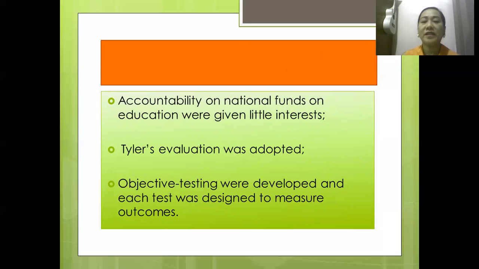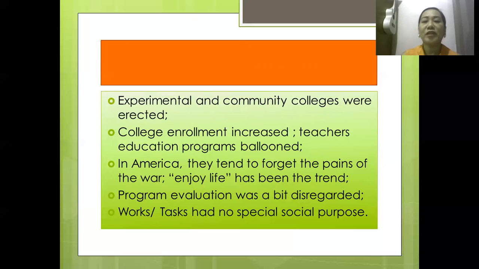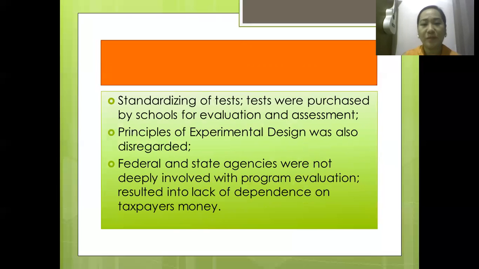There was also accountability. National funds on education were given little interest, and Tyler's evaluation was adopted and still continued. Objective type tests were developed, and each test was designed to measure outcomes. Experimental and community colleges were erected. A lot of colleges and educational institutions were erected. In America, they tended to forget the pains of the war, so they tried to enjoy life more. But it was perceived that the tasks they did had no special social purpose.